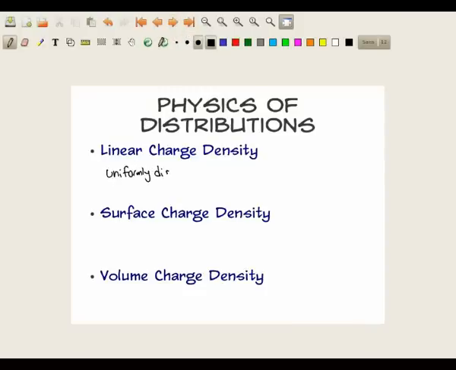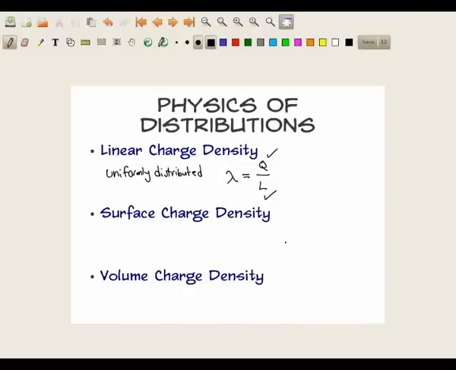And that means that it doesn't matter what piece of the line we look at, the charge per unit length is the same. Let's call that charge per unit length, or linear charge density, lambda. And if the line has a length L and a total charge capital Q, then the linear charge density lambda is just the ratio of Q and L.